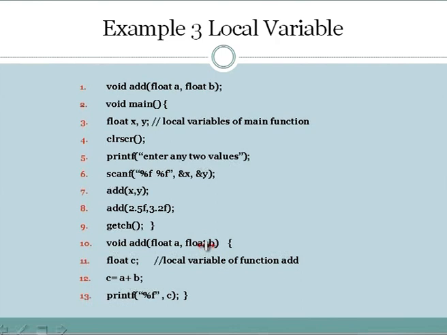These variables a and b are not accessible inside function main. Similarly, the variables x and y declared inside function main are not accessible inside function add. When we call the function with the two values, the function will compute the addition of these values and will display the result. Let's exercise this example on the computer screen.